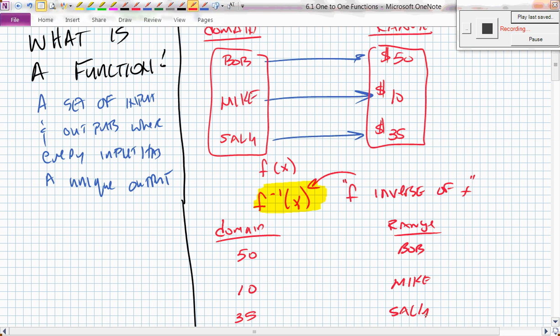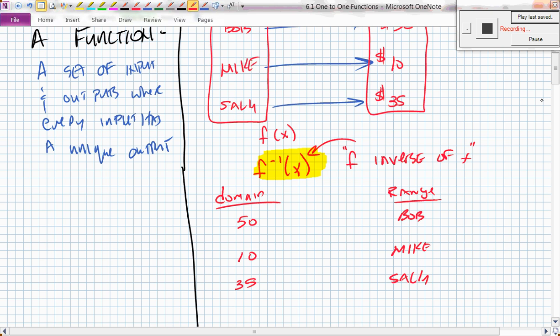Okay, so think about it like this. If the input to my function is Bob, the output would be $50. You guys agree with that? So that means that the inverse needs to be that if I put in $50, then out comes Bob. If you think of it as a metaphorical vending machine. Sally. So this right here would represent the inverse of x.